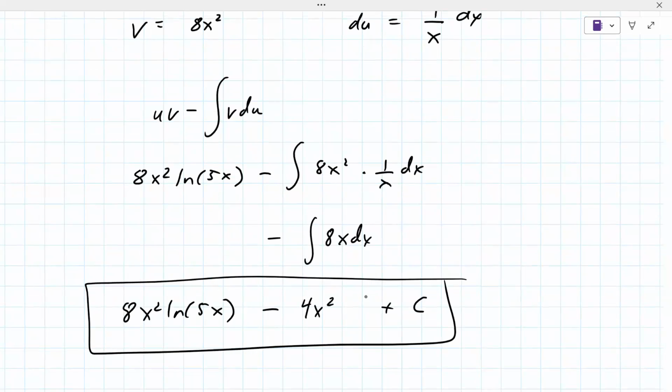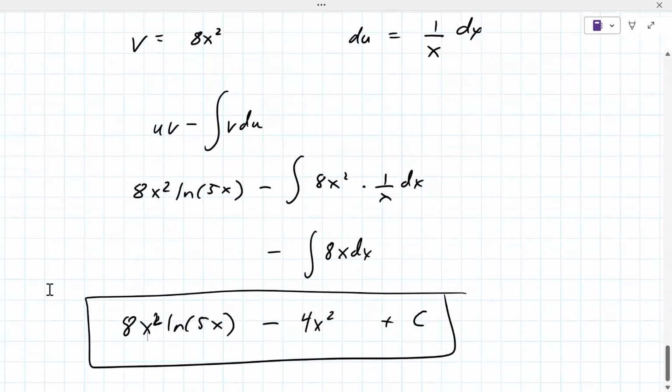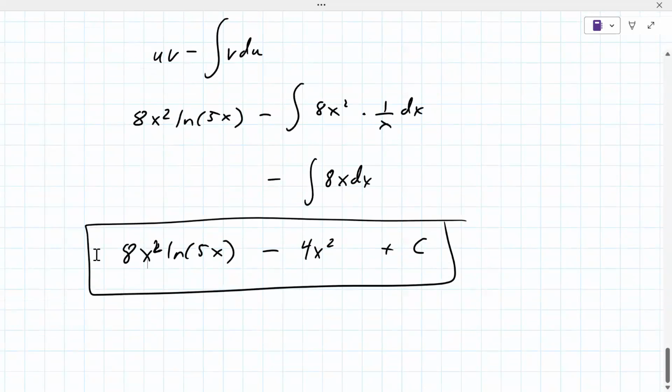Okay. But as I mentioned, when you see this on the test, you're going to take a derivative of this, probably is your best bet, and then hopefully you'll see that that becomes this up here in the problem. Okay.